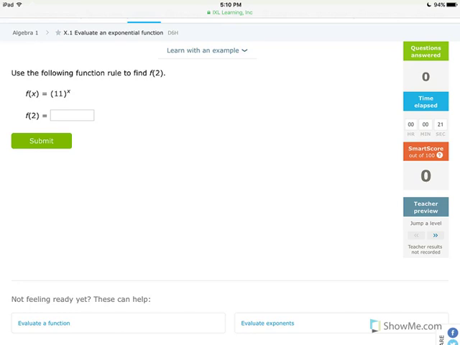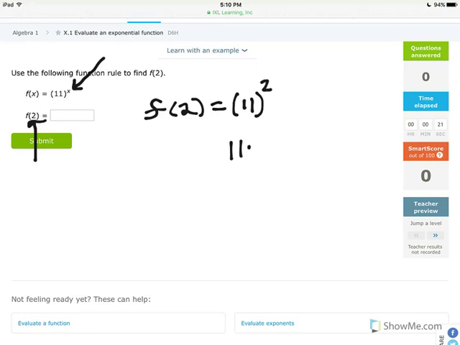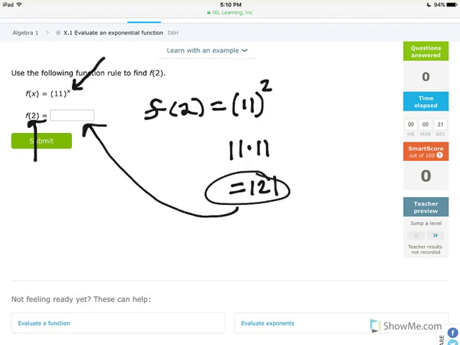So this one, they want to know what f of 2 is, so that means 2 is going to be your input. So we're going to take the 2 and put it in for the x value. So f of 2 will be equal to 11 to the second power, and 11 to the second power is 11 times itself. So that should get us 121, and that's going to be the answer. So you want to put 121 into the answer box.